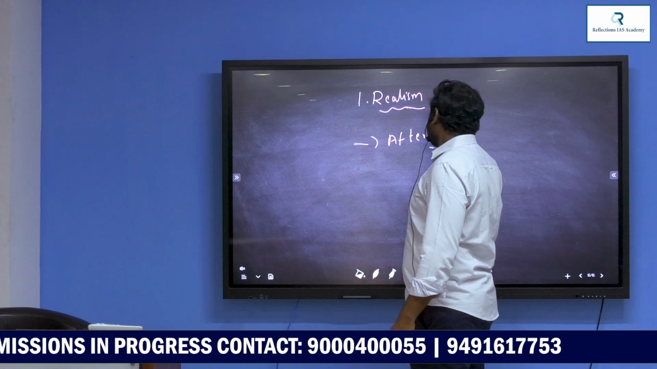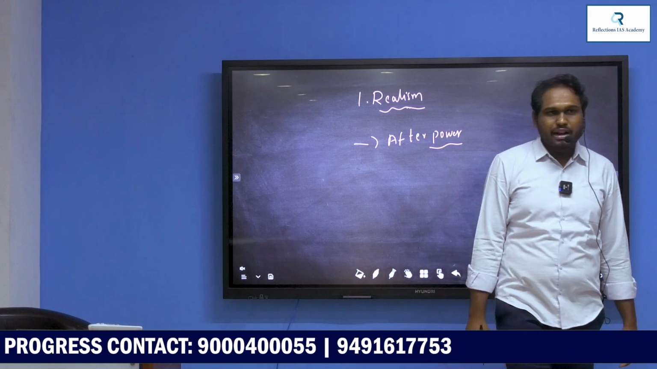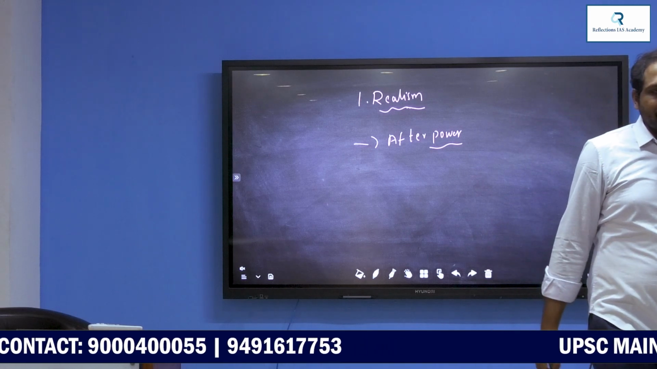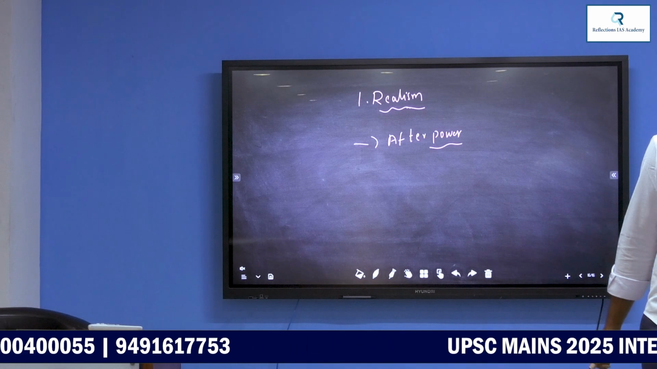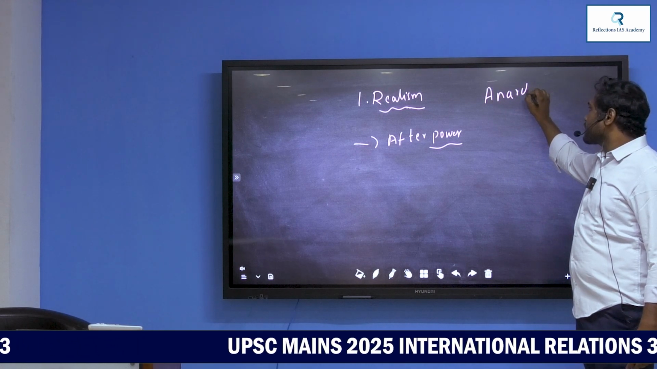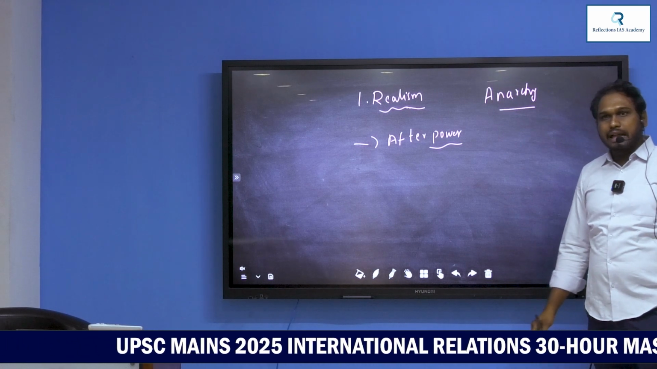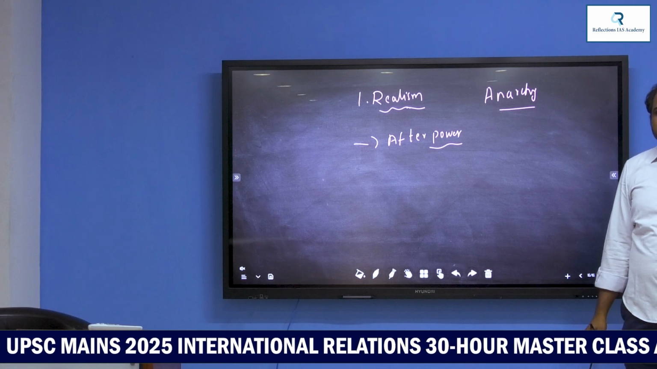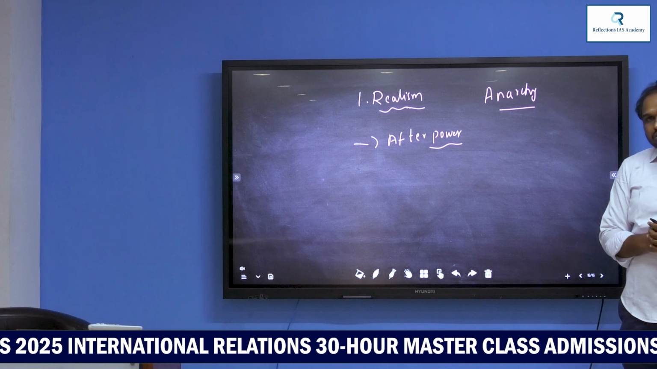They feel that power is the only way we can protect ourselves. They are after power. They run after power. They continuously want to acquire more power. They feel that the predisposition they have is that the world is in anarchy. The world doesn't have anyone to regulate the nations. The world is in anarchy, nobody to regulate.